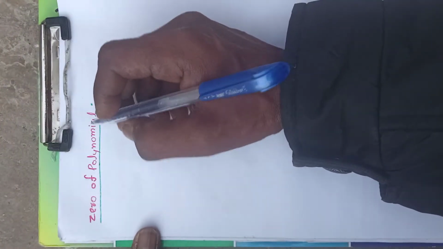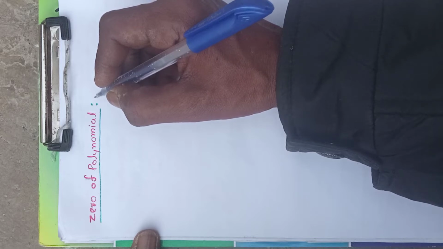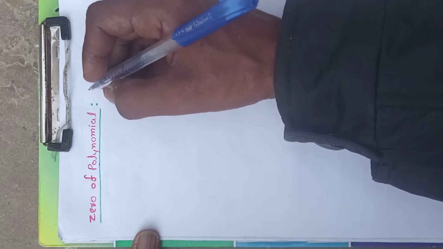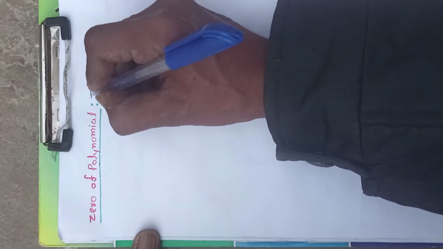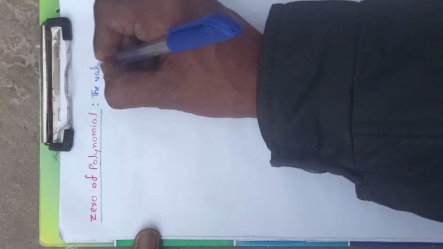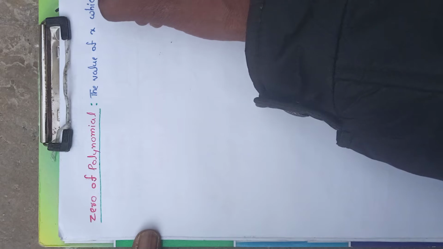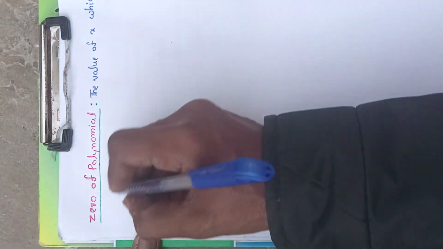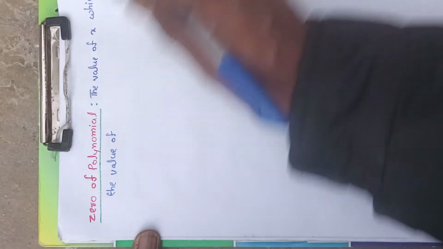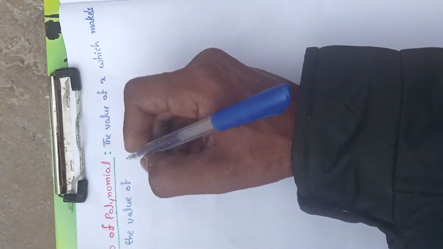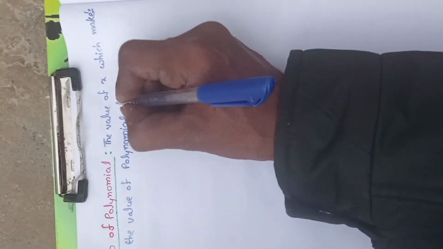Before that you should know what is meant by the zero of the polynomial. Zero of the polynomial is nothing but the value of x which satisfies, or which makes the value of the polynomial 0. Now I am writing the definition of zero of the polynomial: the value of x which makes the value of the polynomial to 0.